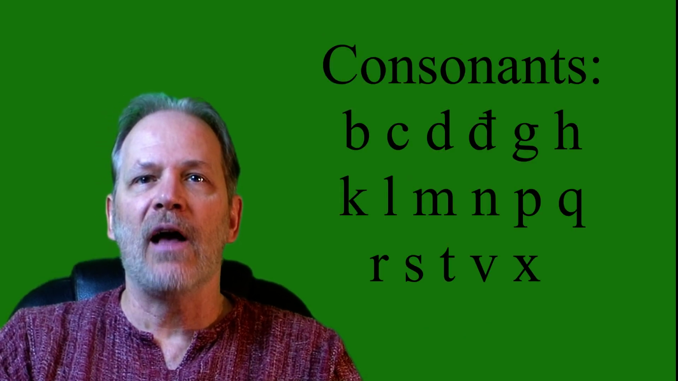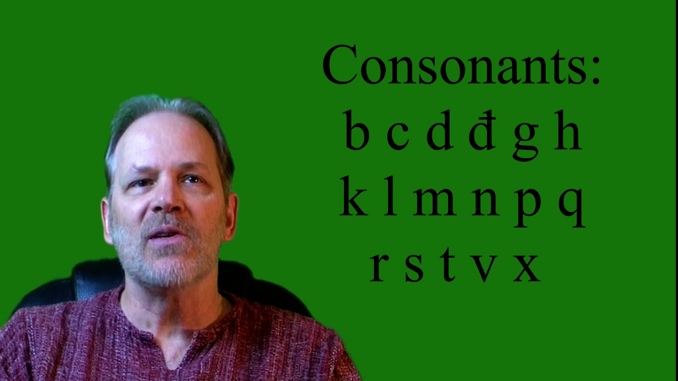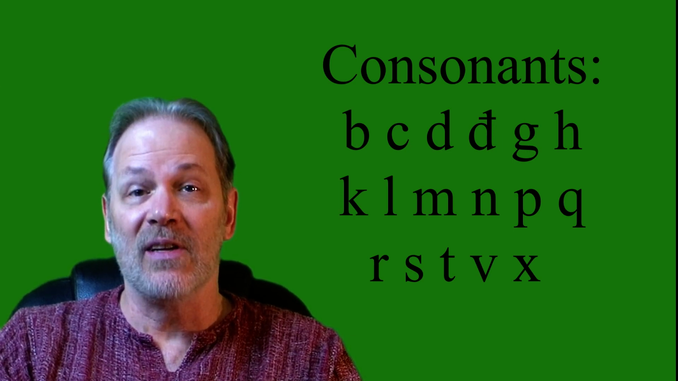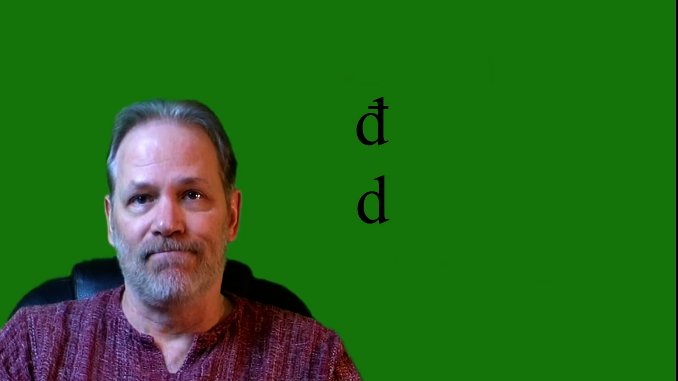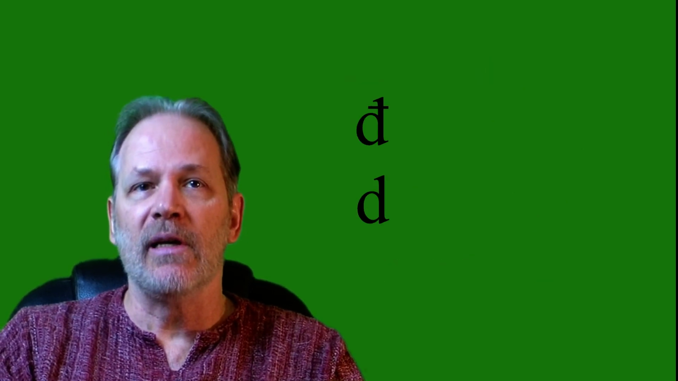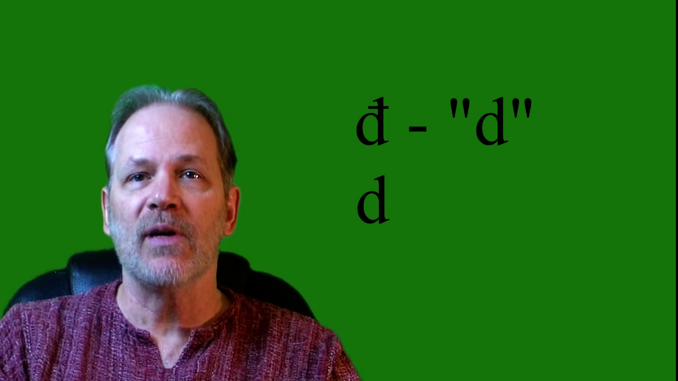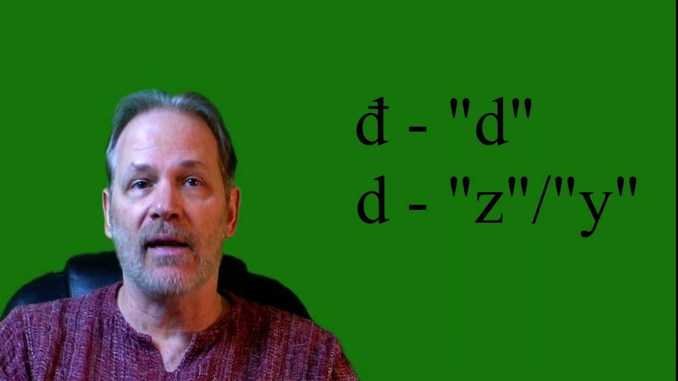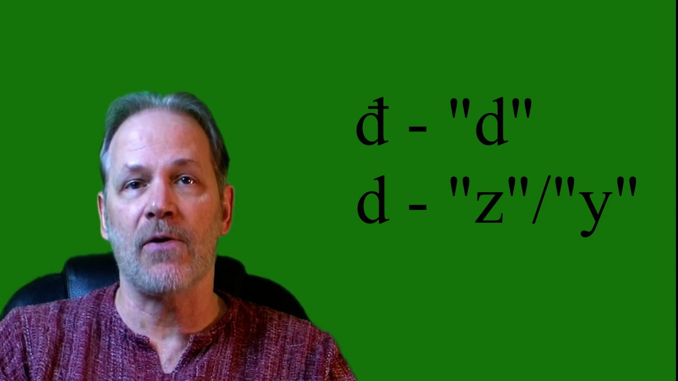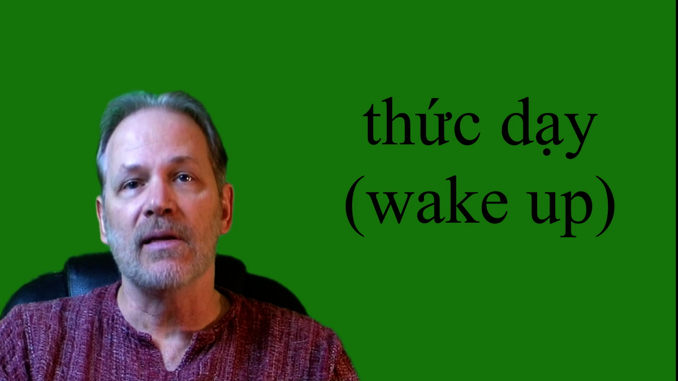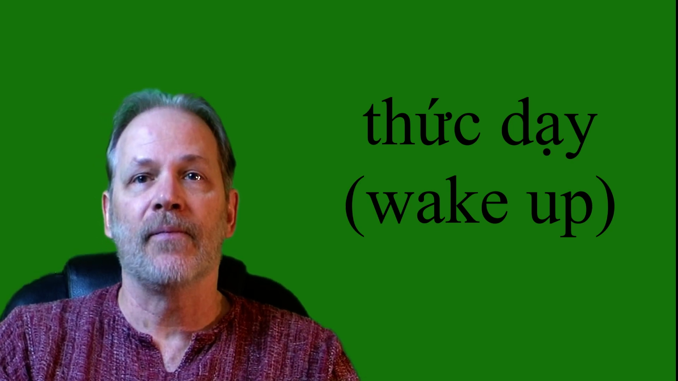As we look at the simple alphabet, the first thing you might notice that's odd about the consonants are the Ds. There are two of them. The one with the cross through it is pronounced like a D in English. The non-crossed D is pronounced like a Z in Northern dialect and like a Y in most of the South. Example, thức dậy, to wake up. In the South they would say thức dậy.